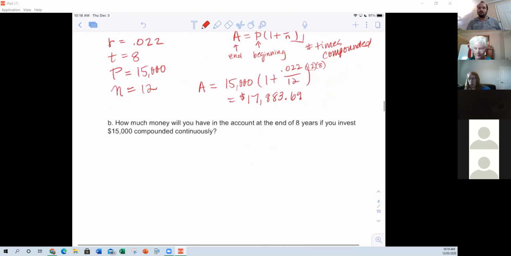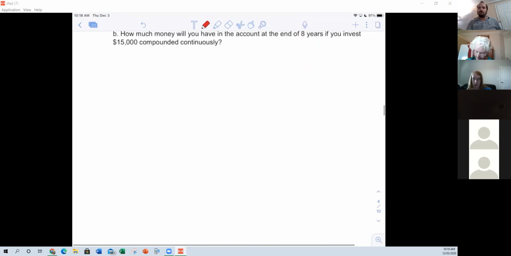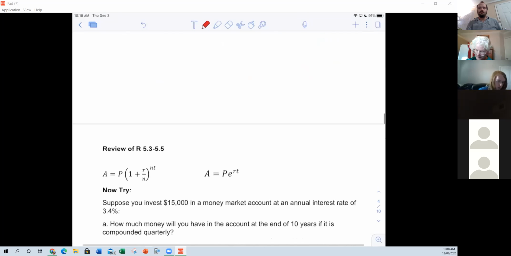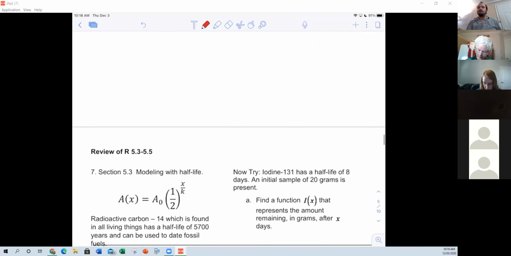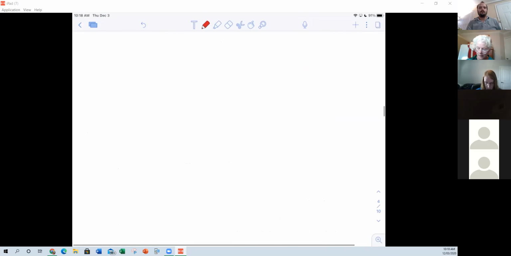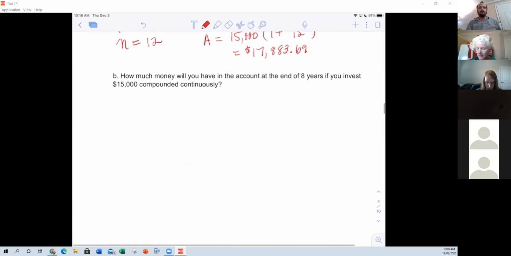Now the difference between A and B, and this will be the last one we go over today, and we'll finish these out tomorrow. How much money will you have in an account at the end of 8 years if you invest 15,000 compounded continuously? If you see that word continuously, that means you're going to use the PERT formula.